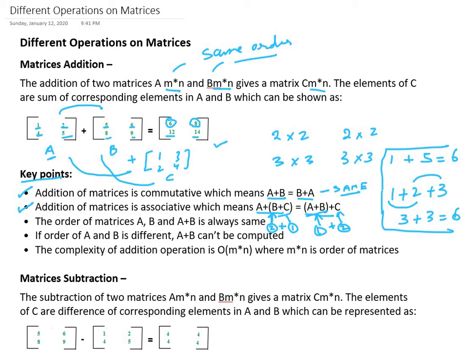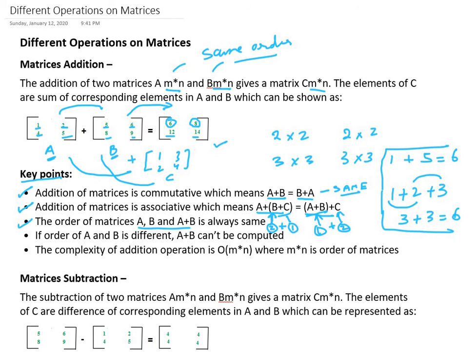Now moving on, the order of matrices A, B and A plus B is always the same, as we have seen. Only then can we add, right? If A and B have the same order, it will also result in a matrix of the same order, because we are adding the corresponding numbers of both the matrices. So it will result in a matrix of the same order. This point is also clear.